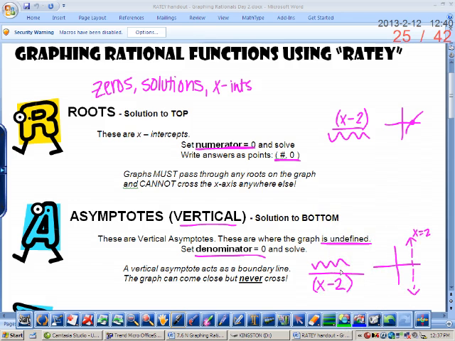In a situation like this, where it's just a single factor, vertical asymptotes will split your graph. And what that means is if the curve is going down on one side of the asymptote, it must be going up on the other side of the asymptote. So that would look something like this. Down on one side, which means over here it'd have to be going up. So in general, single factors in your denominator split your graph.